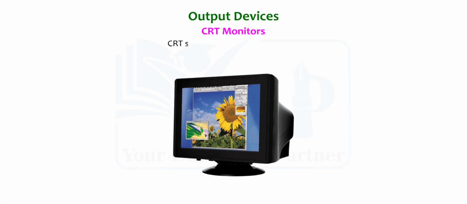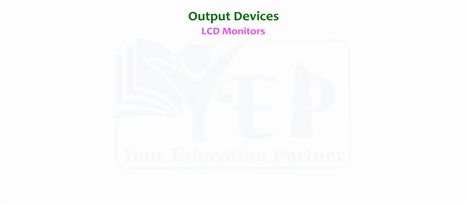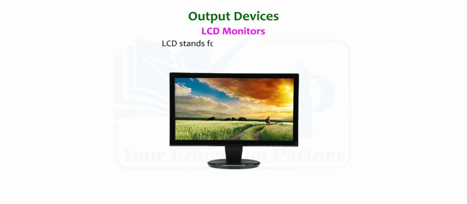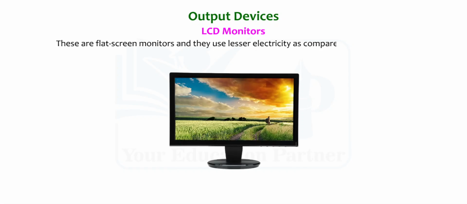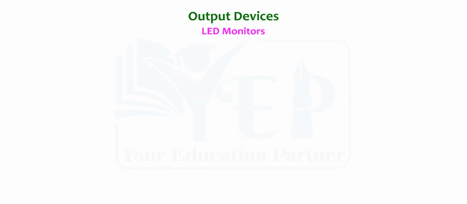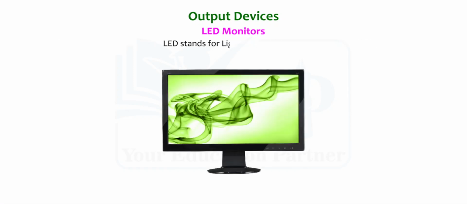Different types of monitor. CRT monitors. CRT stands for cathode ray tube. These monitors are big and use more electricity. LCD monitors. LCD stands for liquid crystal display. These are flat screen monitors and they use less electricity as compared to CRT monitors. LED monitors. LED stands for light emitting diode. LED monitors are thinner and lighter in weight and also use less electricity than LCDs.